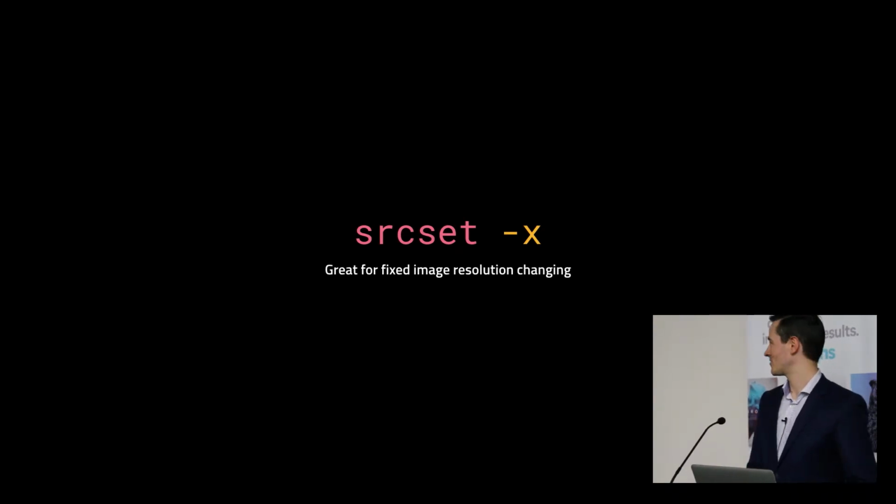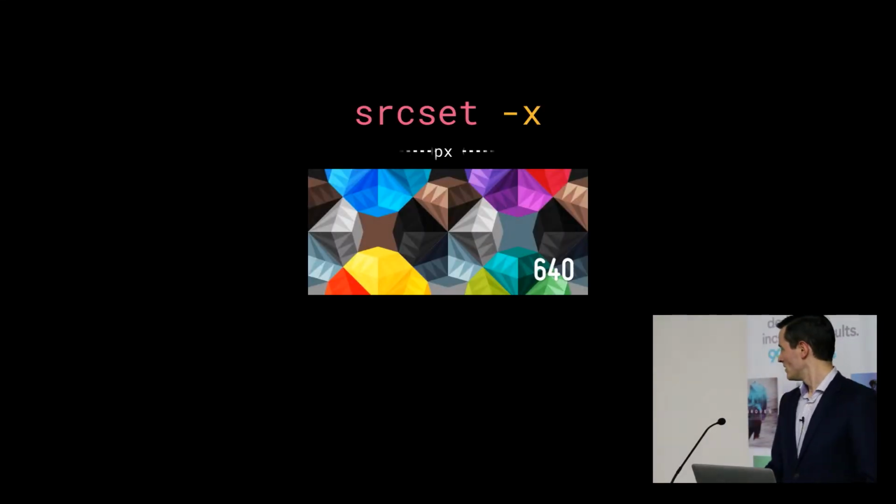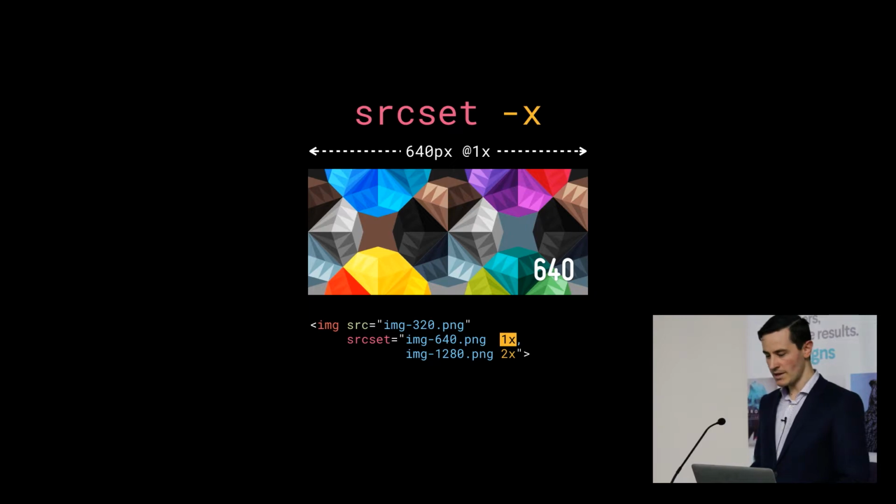So let's have a look at srcset-x. Srcset-x is great if you have a fixed width image and you need to swap out its resolution. And that's about it. But it is the simplest thing that we can start off with. So let's have a look at it. Here's an image, 640 pixels wide, 1x, so just standard resolution. Here's our image tag down below. We've got a fallback, which is the normal src. And then this new attribute that you may or may not have seen if you've done a little bit of picture. If you haven't, this is possibly new.